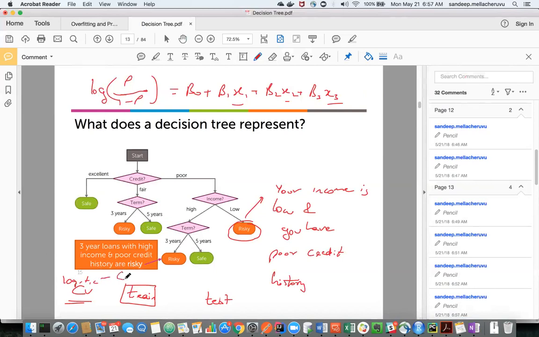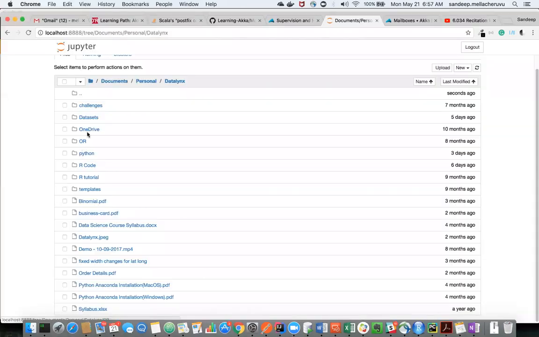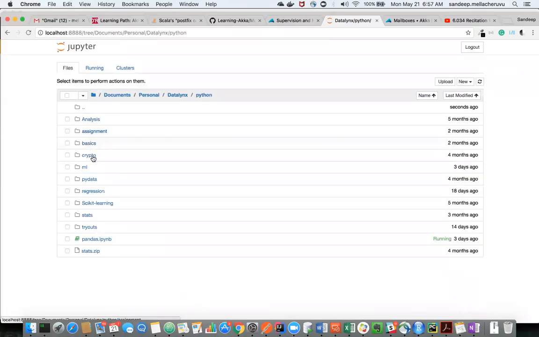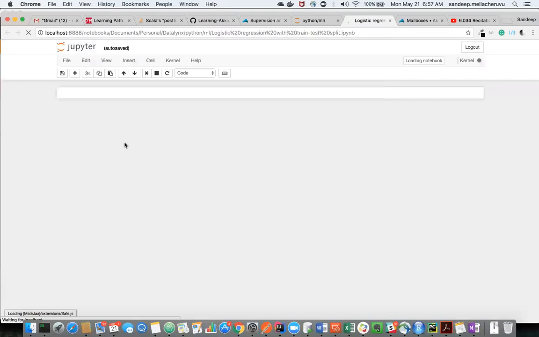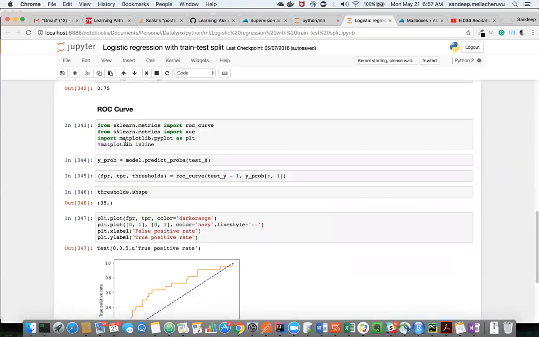I think I have already shown you how C works. Did I show you? Logistic regression C, maybe I did. Yeah, I showed you how C works on ridge regression, right? It works the same way. Logistic regression also has a C parameter. Did I show you or not? I don't think so. Maybe I did not show you. Yeah, in this I did not show you.